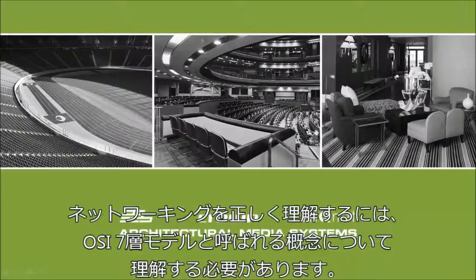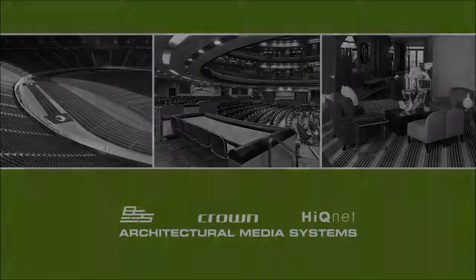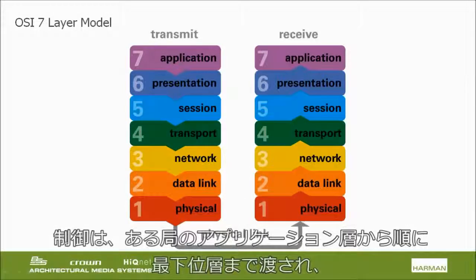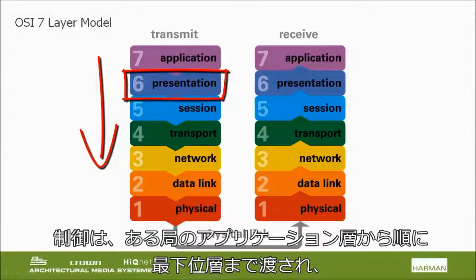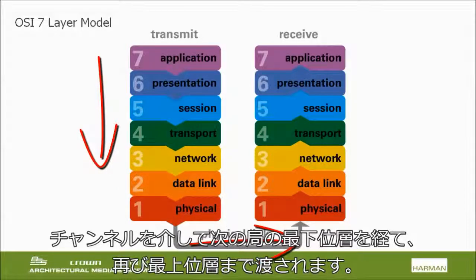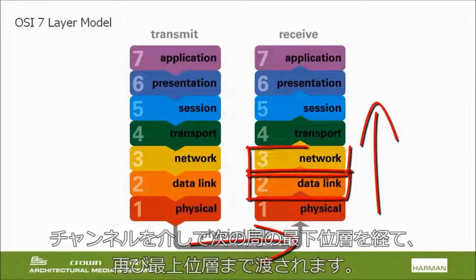In order to put going online and networking into perspective, we need to take a look at what is called the OSI 7-layer model. The OSI, or Open System Interconnection Model, defines a networking framework for implementing protocols in 7 layers. Control is passed from one layer to the next, starting at the application layer in one station, proceeding to the bottom layer over the channel to the next station and back up the hierarchy.